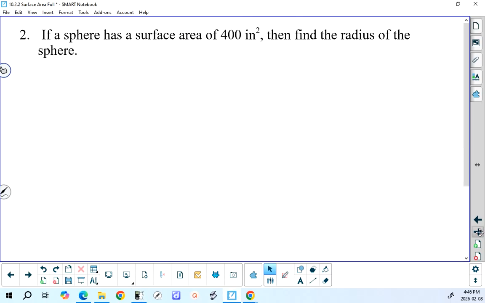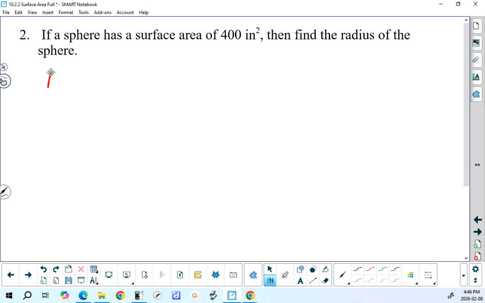All right, let's move on. A sphere has a surface area of 400 square inches. What is the radius of the sphere? So what are our steps? I'm trying to teach you how to use formulas. It's got nothing directly to do with surface area other than the fact that we're using those formulas.